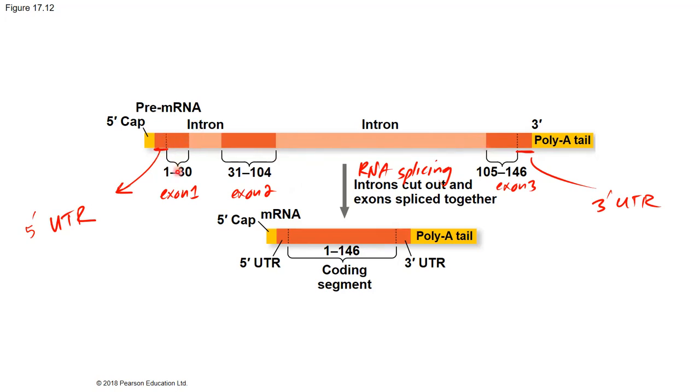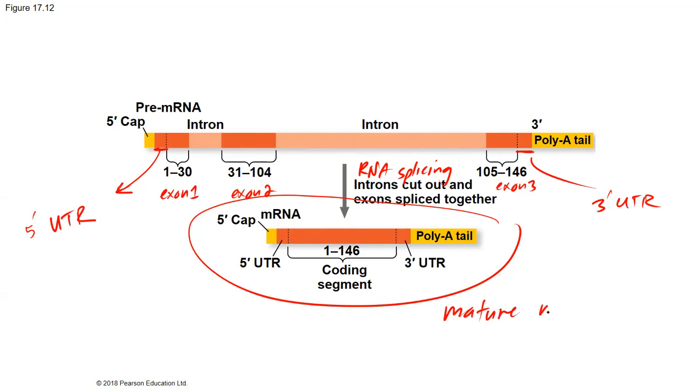As you can see here, exon 1 contains codons from 1 to 30. Exon 2 contains codons from 31 to 104. Exon 3 contains codons from 105 to 146. After removing the introns, the exons will be joined together to form the mature mRNA, ready for translation. Okay.